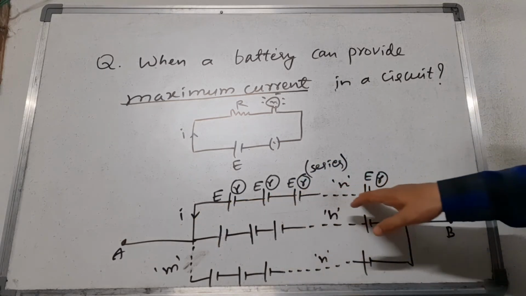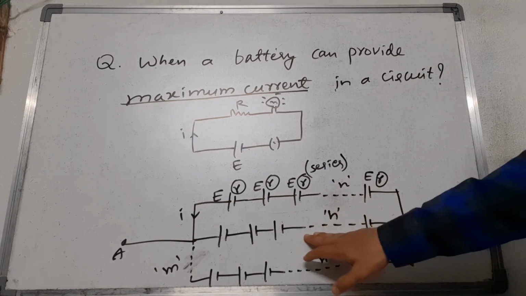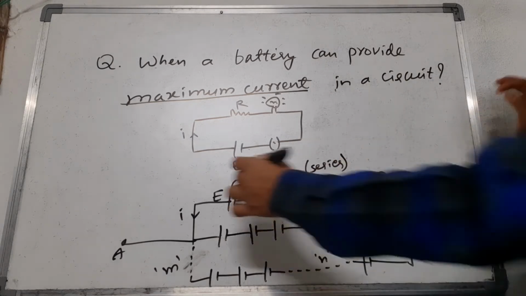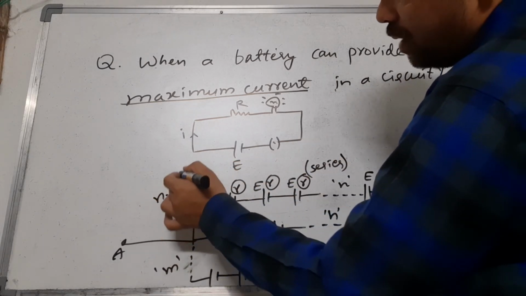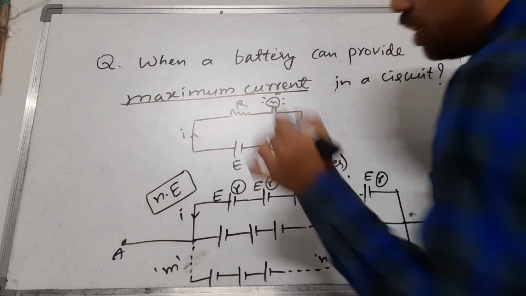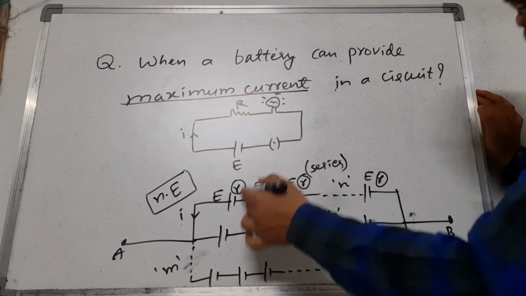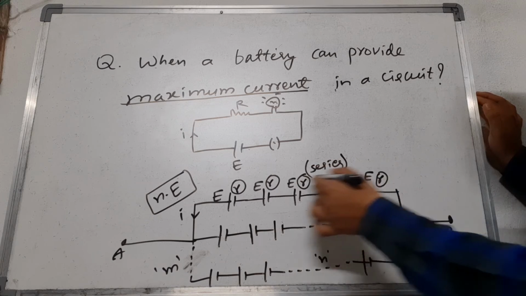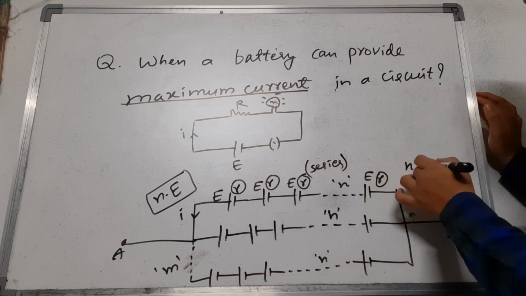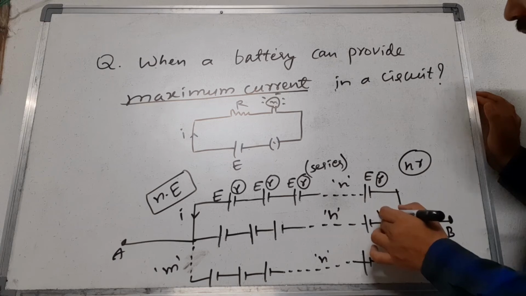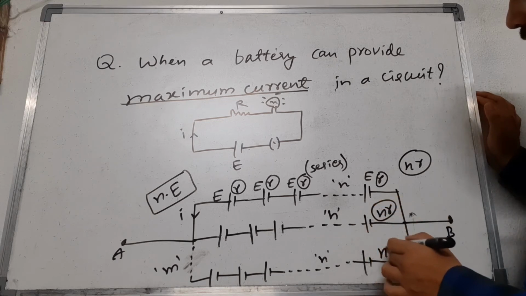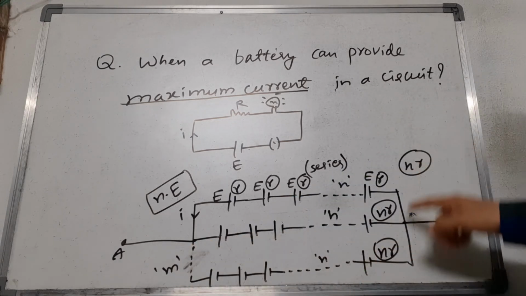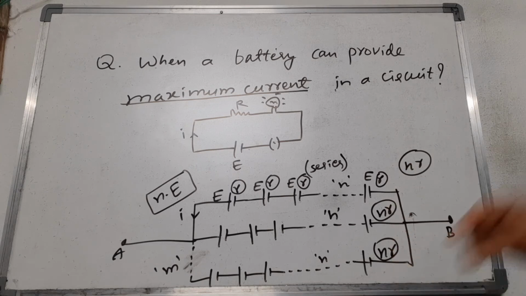So in first row how much EMF is there, in second row same EMF, third row same EMF, it goes on, the EMF will be same. In first row the total EMF is N into E. So what about resistors? The resistors are connected in series. So total resistance in the first row is NR. In second row is NR. In third row is NR resistance. But the total effective resistance between A and B, how much it will be? We have to calculate the resistors in parallel.